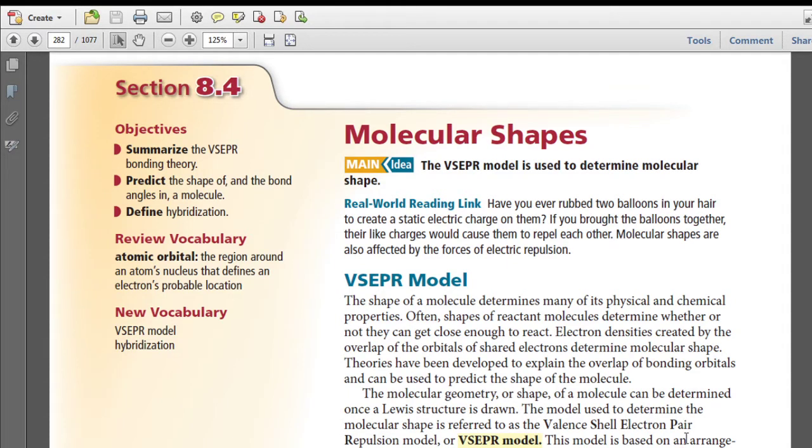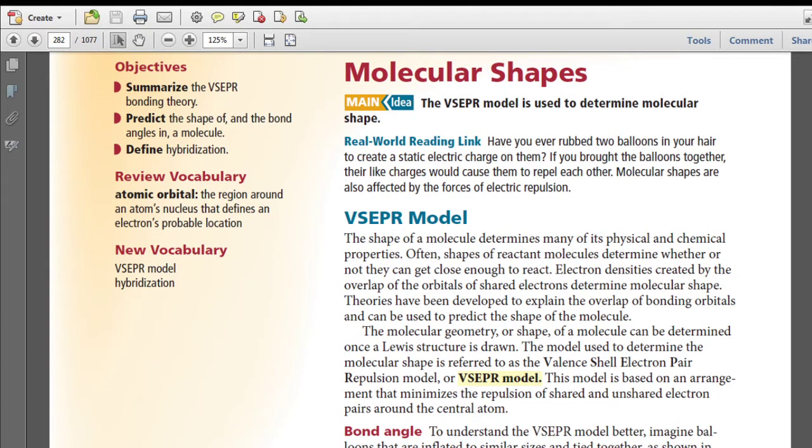Section 8.4, molecular shapes. The objectives of this are to summarize the VSEPR bonding theory, predict the shape of and the bond angles in a molecule, and define hybridization. Some vocabulary you're going to want to review is atomic orbital, and some new vocabulary you'll come across is VSEPR, model, and hybridization.